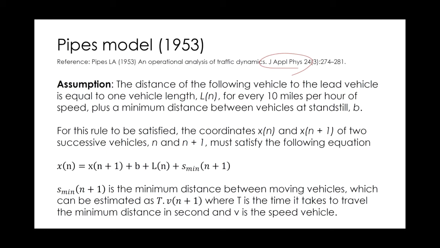But anyways, the Pipes model has a main assumption, and the assumption is that the distance of the follower vehicle to the lead vehicle is equal to one vehicle length. So Ln represents the length of a vehicle for every 10 miles per hour. If you are going 10 miles per hour, you keep a distance of L between the two vehicles. If you're going 20 miles per hour, you keep a distance of 2 vehicles. If you're going 30 miles per hour, you keep 3 vehicles distance from the lead vehicle, plus a minimum distance between the vehicles at a standstill.